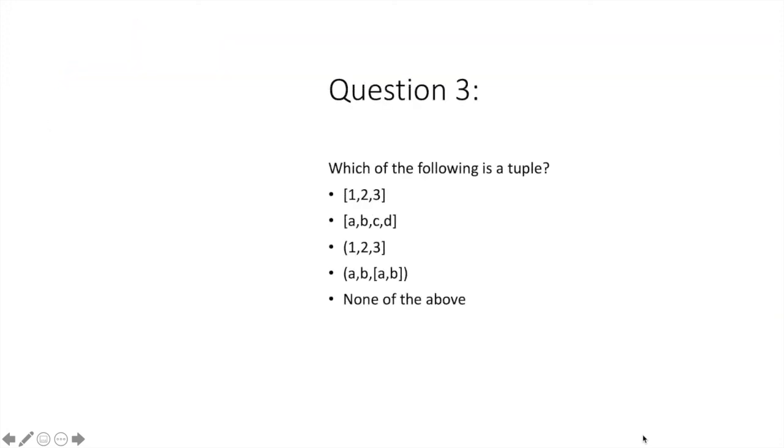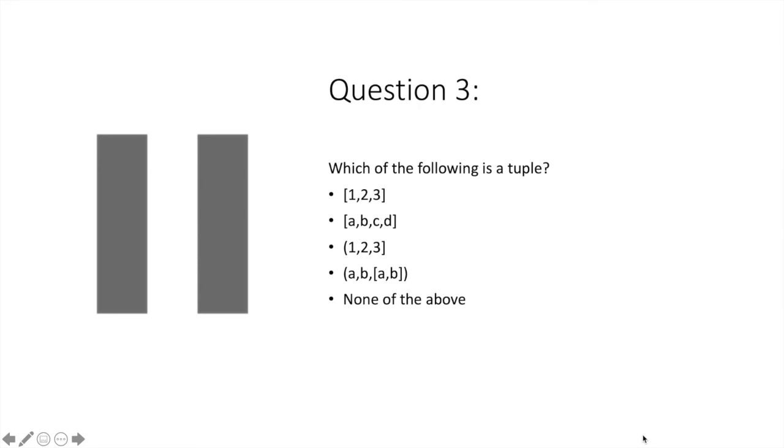And last question, which of the following is a tuple? You have some options. So pause this video, think about it, and unpause it when you have the answer. And the correct answer is this, because you should have parentheses from the beginning till the end. So the first one is wrong, the second one is wrong, and the third one is wrong because both square brackets and parentheses are used. So we're going to go with the fourth one.